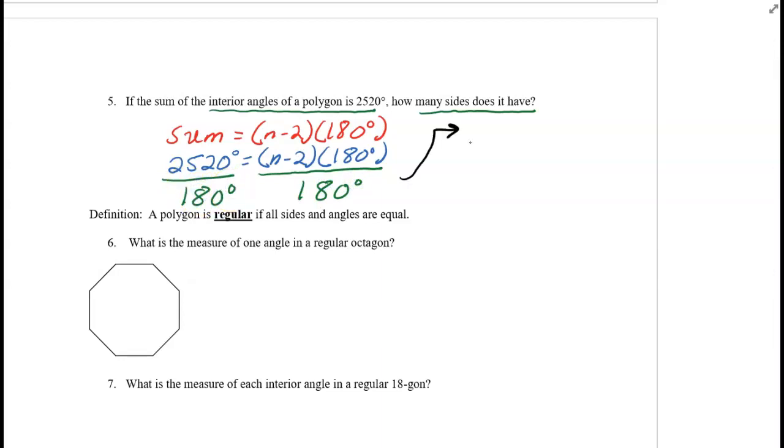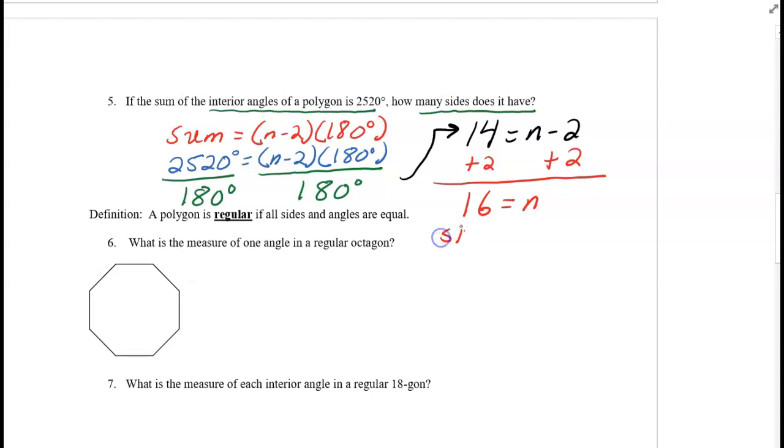So you want to get your calculator out and divide 2,520 by 180. When you do that, you will get 14, and that's equal to n minus 2. And now we're going to add 2 to both sides. So 16 is equal to n, which is the number of sides. So this particular problem has 16 sides.